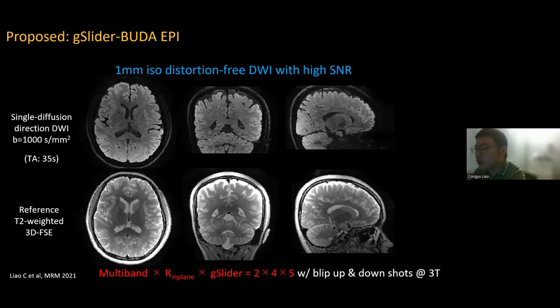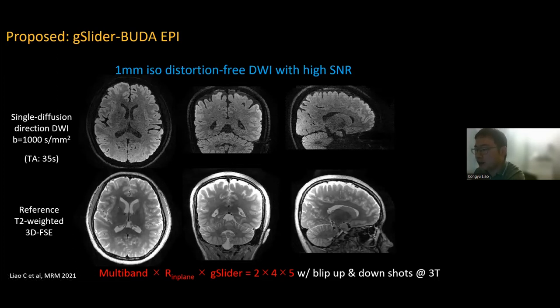This figure shows the single diffusion direction DWI reconstructed by the gSlider-BUDA method, showing the high SNR of the proposed method at 1 millimeter isotropic resolution in just about 35 seconds. Compared to the reference 3D fast spin echo images, the diffusion volume closely matched those of the reference images.